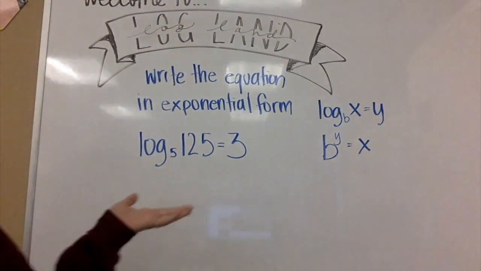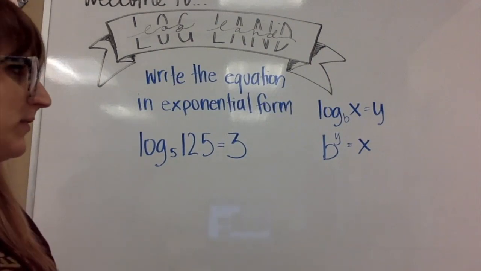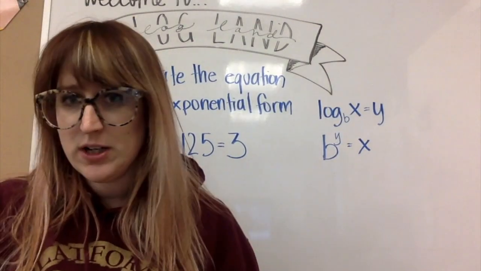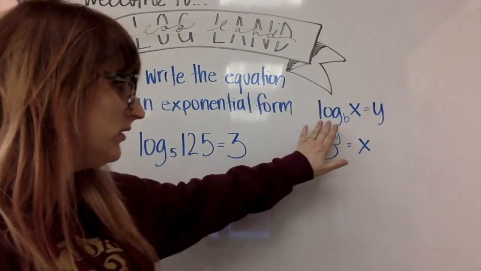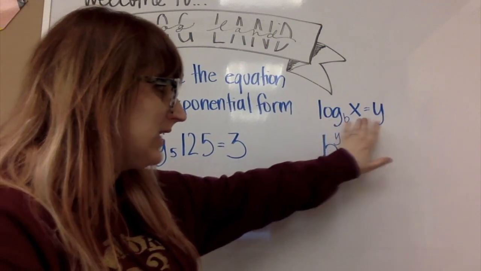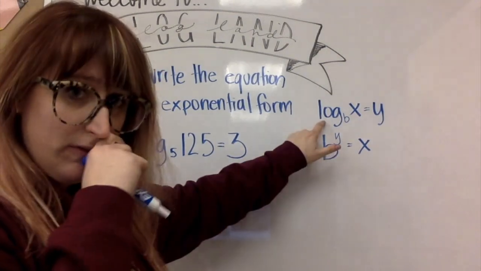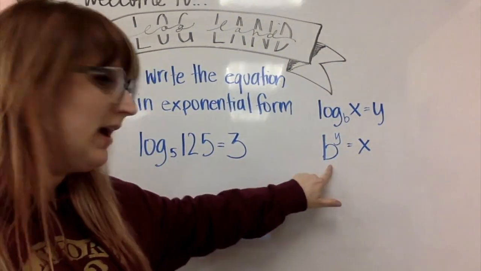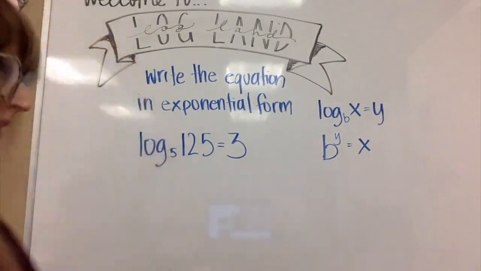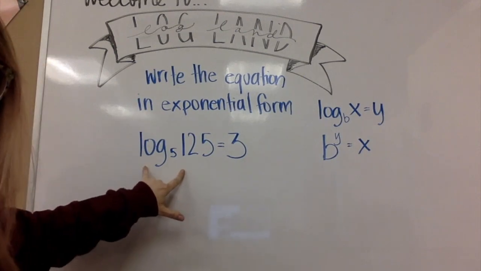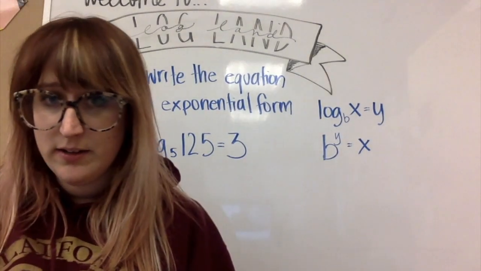Welcome to Logland. Yay! Alright, so like we talked about in class, we know that log base b of x equals y and b to the y equals x. So this is log form and this is exponential form. So we're going to start with taking a logarithm and rewriting it in exponential form.